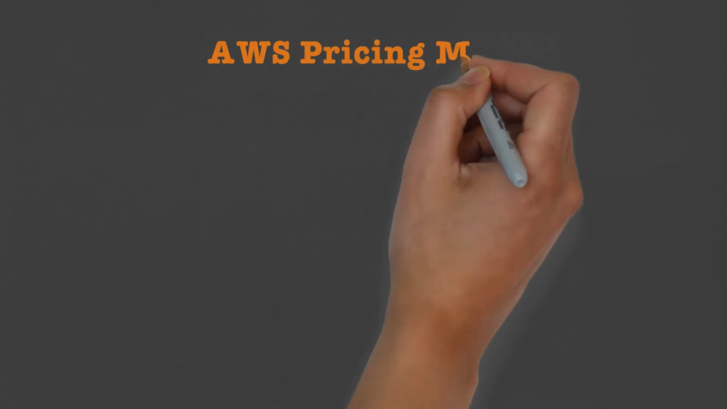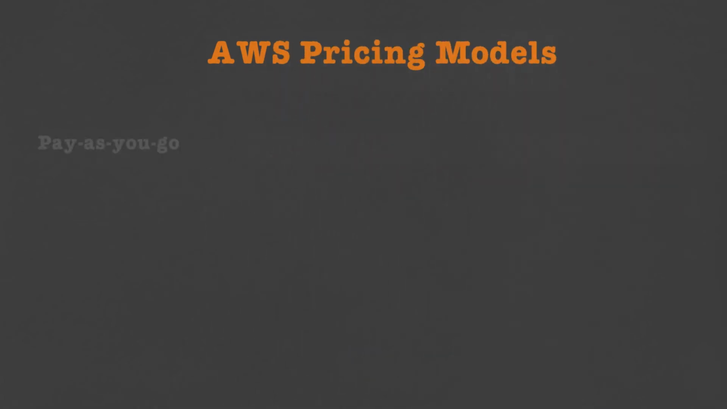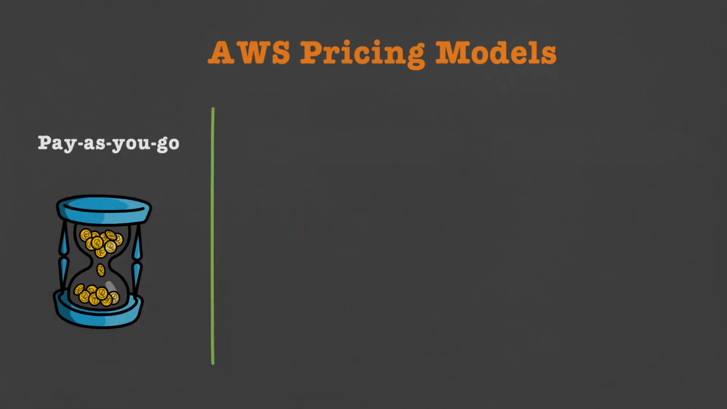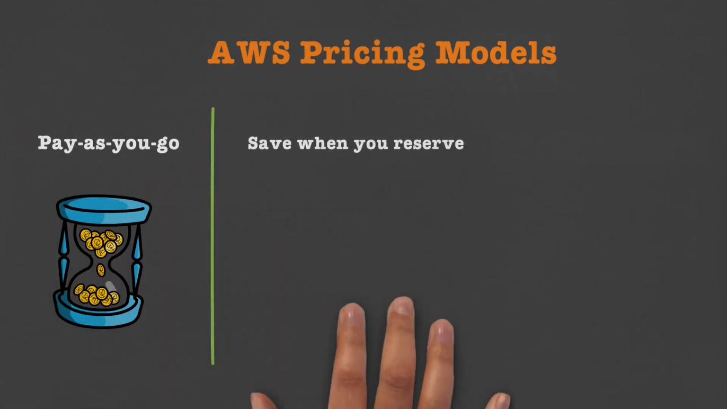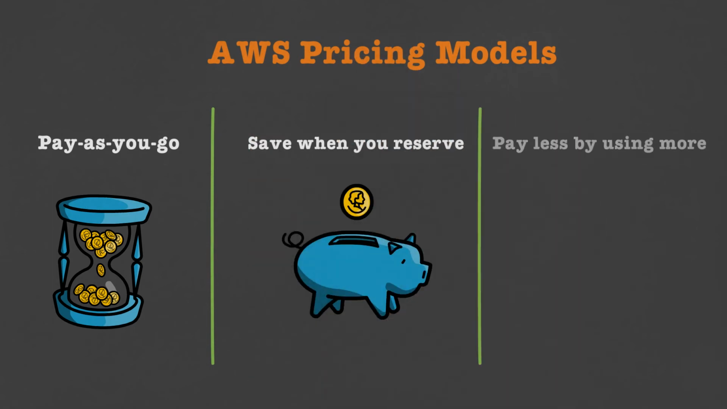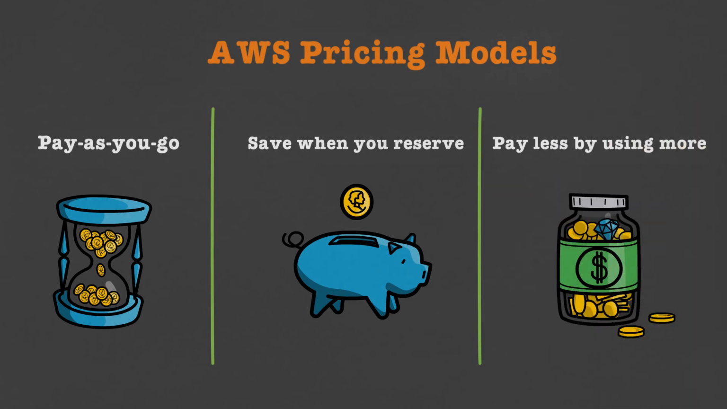Next, we discuss AWS pricing models. First, we have the pay-as-you-go model, that is, you only pay for what you use. Then, we have the save when you reserve model. For example, you can save money when you reserve EC2 instances for 1 or 3 years.